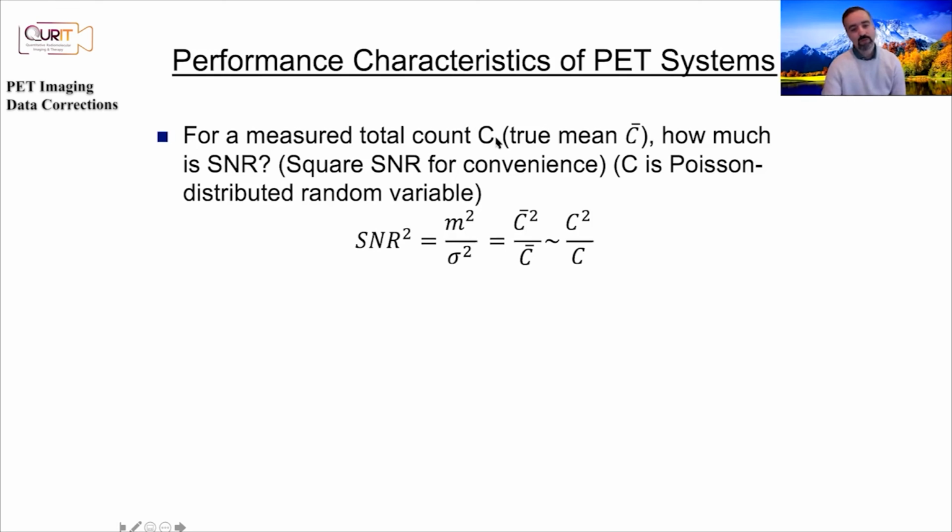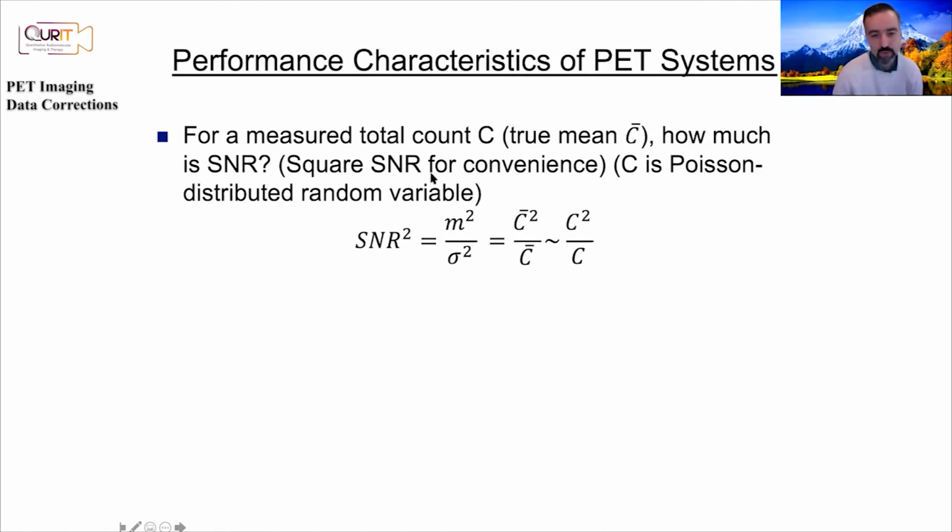So consider just total counts detected in a scanner, C. And let's say it's a noisy Poisson realization of this. If we kept measuring, we would get this average number. Well, how much is the signal to noise ratio?